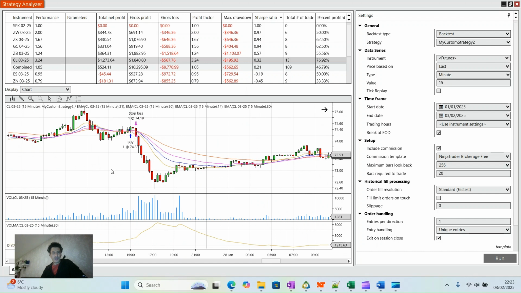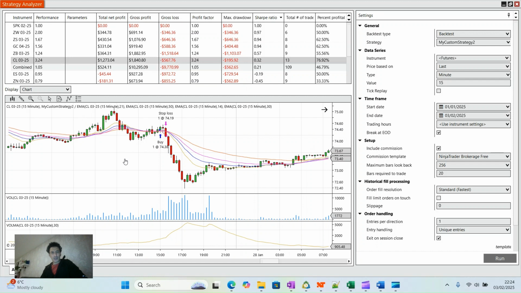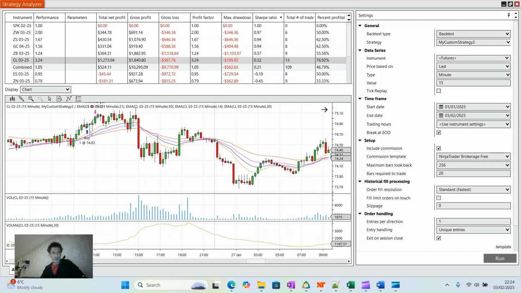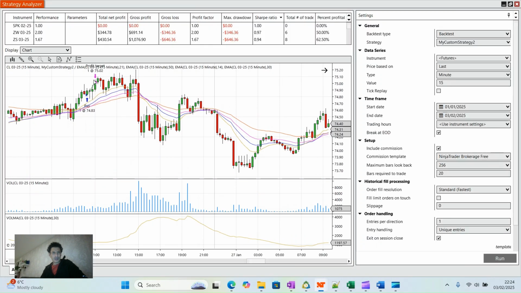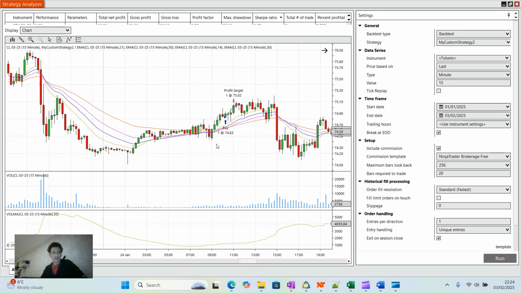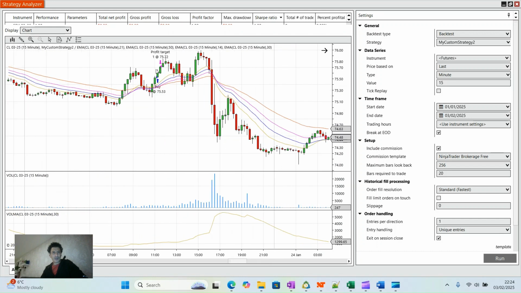So whenever you use both confirmations, these are just two confluences, like the EMA 21 and 50, and then the volume, you can add another one to get a good entry condition for your trades. So here it's a small loss, a stop loss, and you can see we bought here, and let me see, we made a profit here. Okay, that's a decent profit. There's also a good profit here.